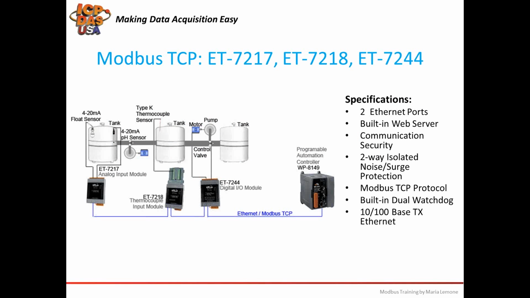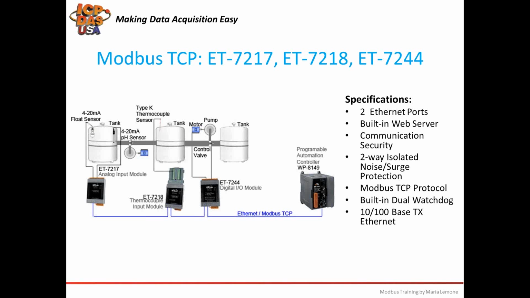Modbus TCP-based analog data acquisition modules like ET7217, ET7218, and ET7244 communicate over Ethernet cables and have 2 Ethernet ports for daisy chain topology. You can use industrial Ethernet switches like NS205 with them if you have a lot of Ethernet devices in your network. They have a web server inside for configuration. We also provide free mini OS7 utility for setting their IP address information and for uploading new firmware if needed.